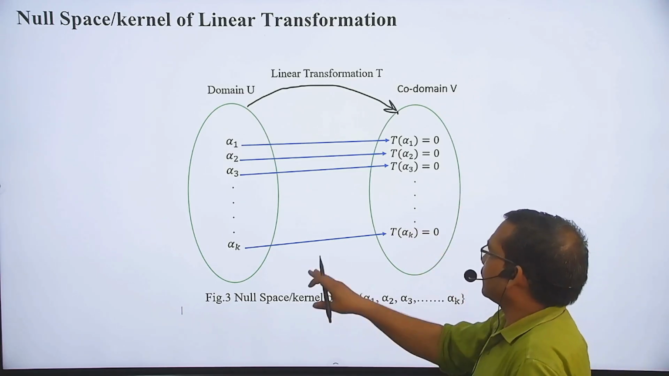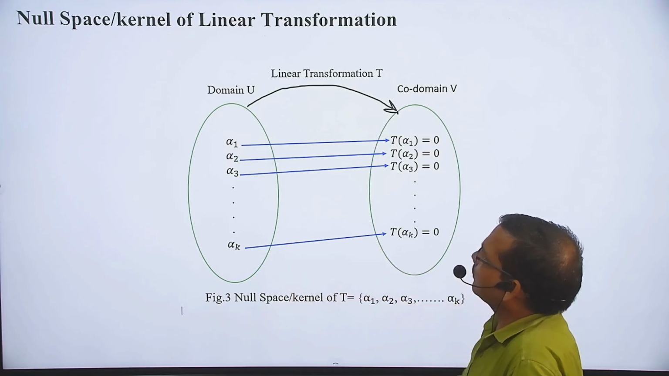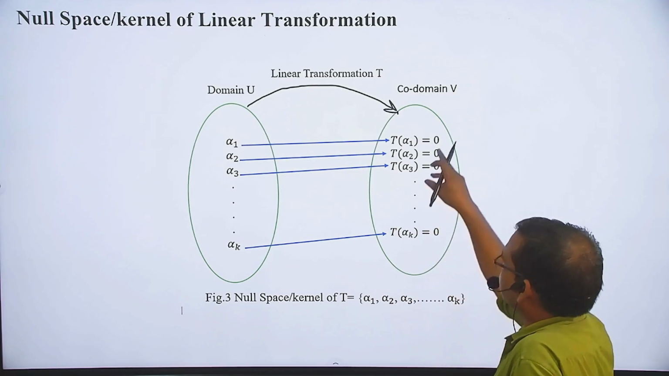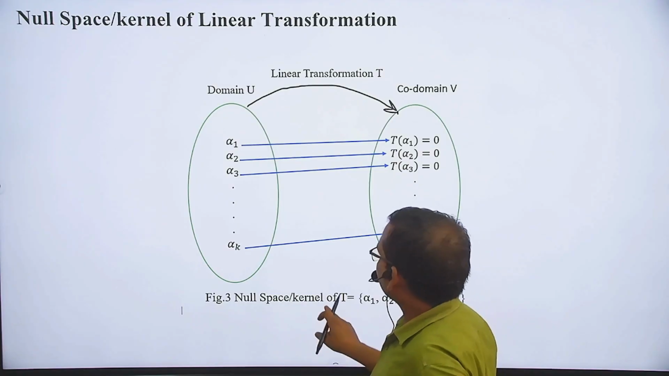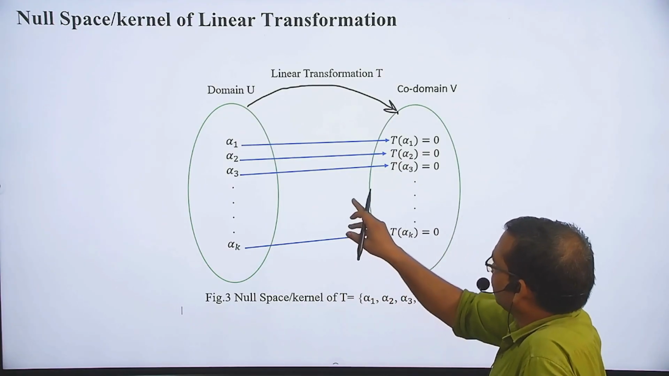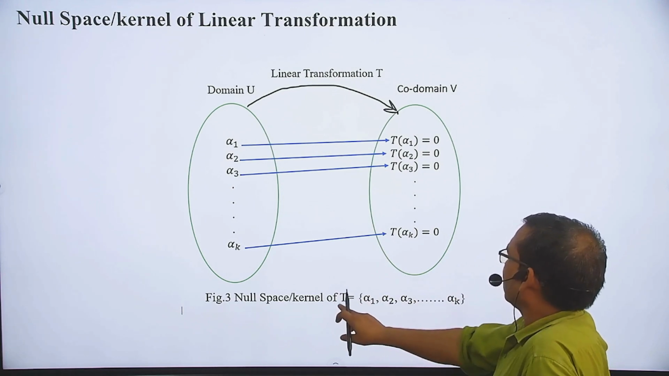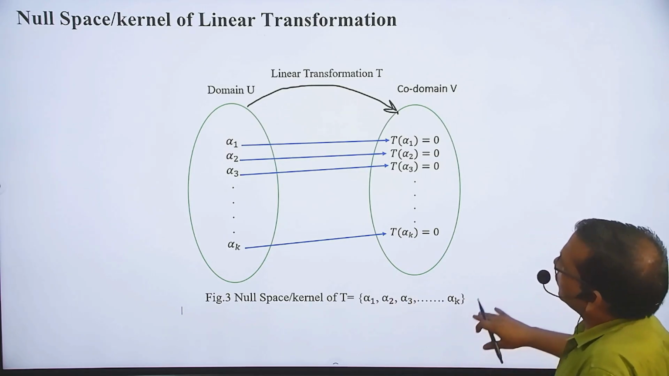Here in the graph we have taken alpha 1, alpha 2, alpha 3, alpha k in U which have image 0. So in the null space or kernel of the transformation, all these elements will be present, so the kernel of T is equal to alpha 1, alpha 2, alpha 3 and alpha k.